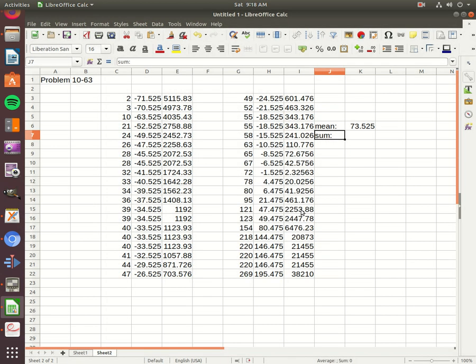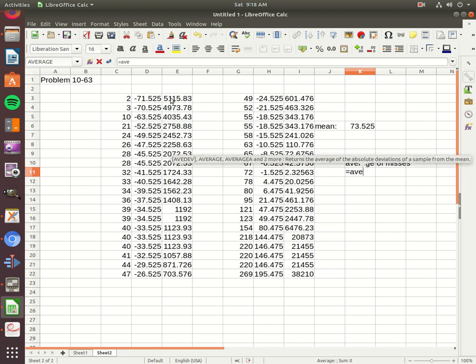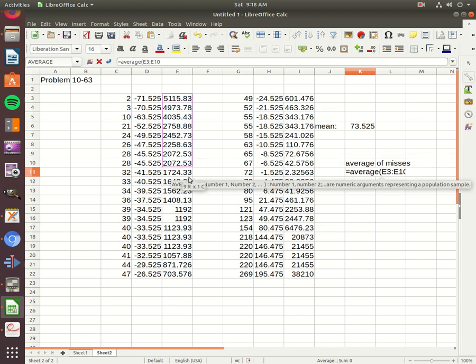So I'm going to go here and I want to get the average of the misses. And that is going to be equal average. And again, I'm going to use the control key to get this data. So you can see that's the average of my misses, and now I want the standard deviation of the average of misses.